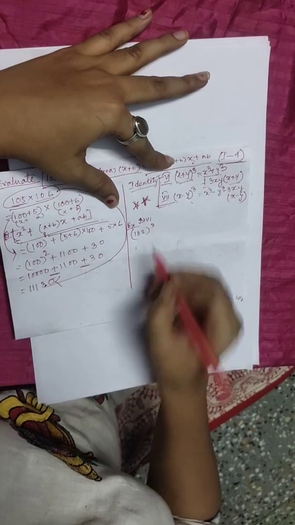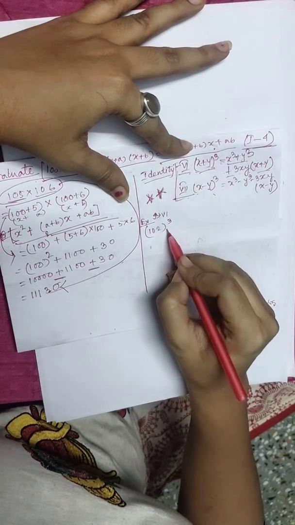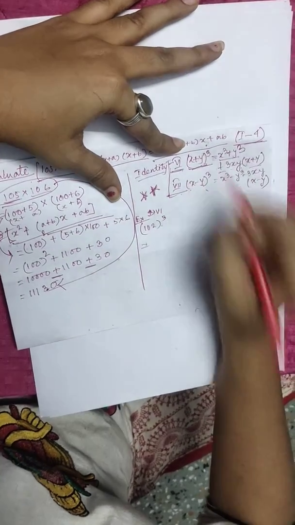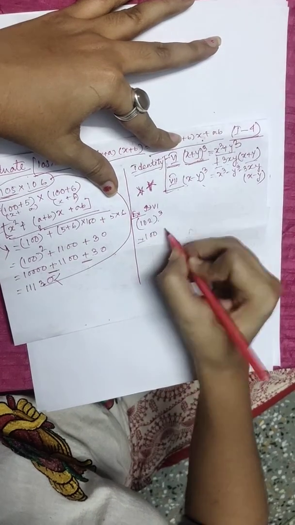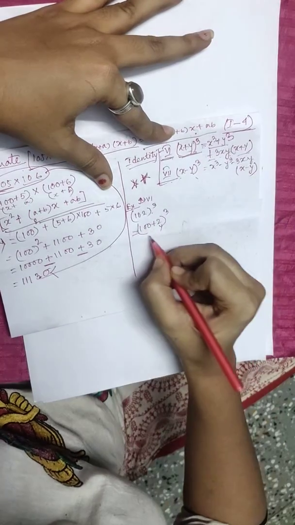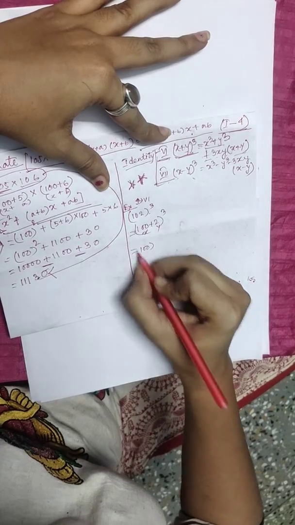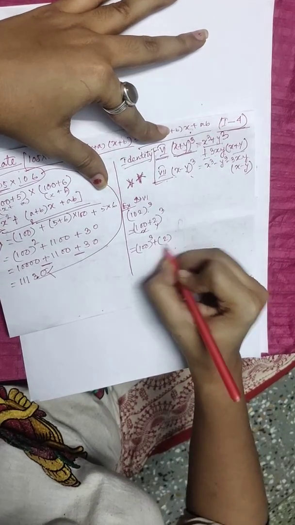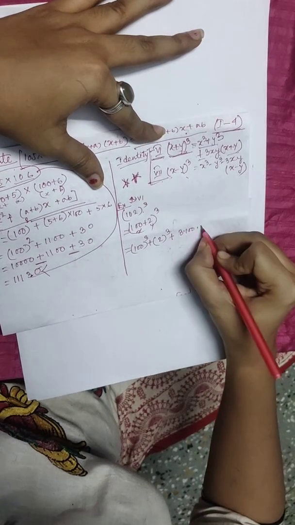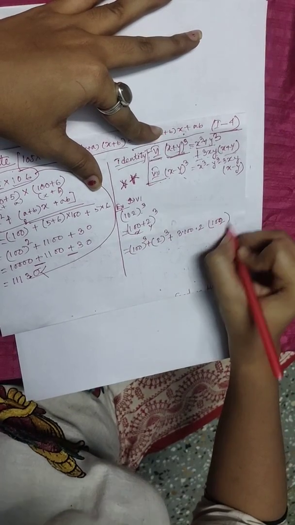Now let's take an example. If I give you 102 whole cube and I ask you to expand this, how will you do this? By using identity 6, you can write it like this. Here y is 2 and x is 100. So by using this formula, you get 2 cube plus 3 into 100 into 2 into (x plus y), that is 102, right?